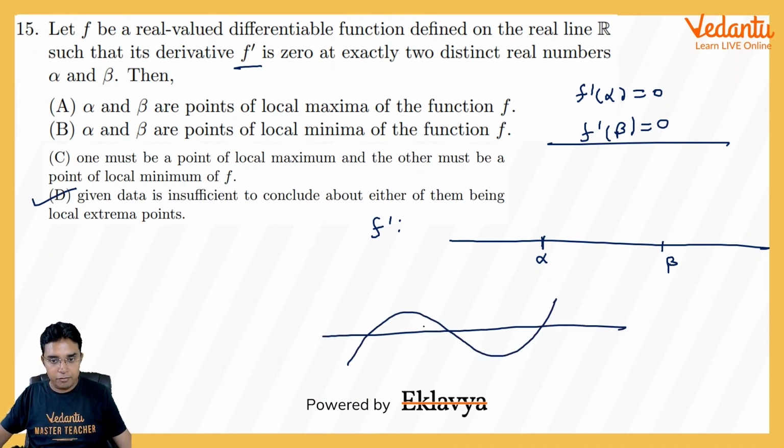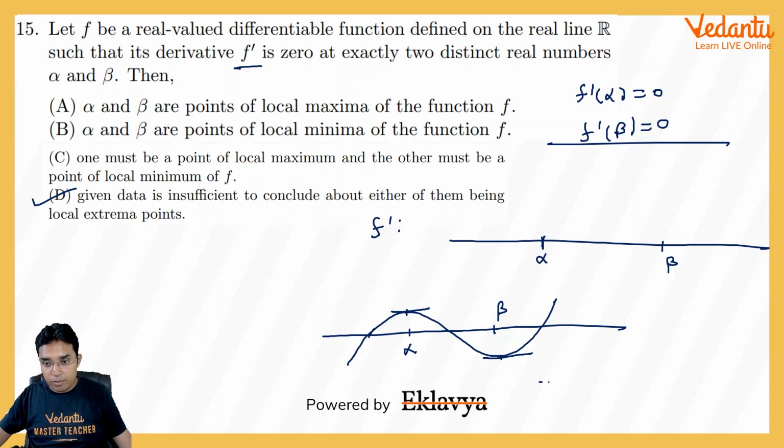Suppose this is my f, and here this is alpha and here it is beta. So you can see f dash alpha is 0, f dash beta is also 0. But here you can check, before alpha the function was increasing, after that it was decreasing. For beta, before it was decreasing, then it was increasing. So these points are points of maxima and minima.